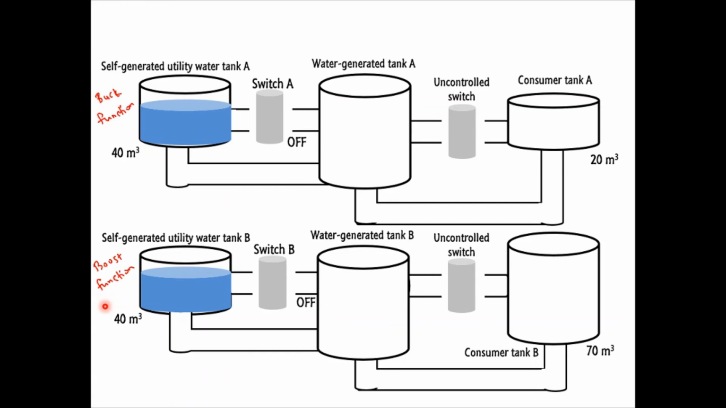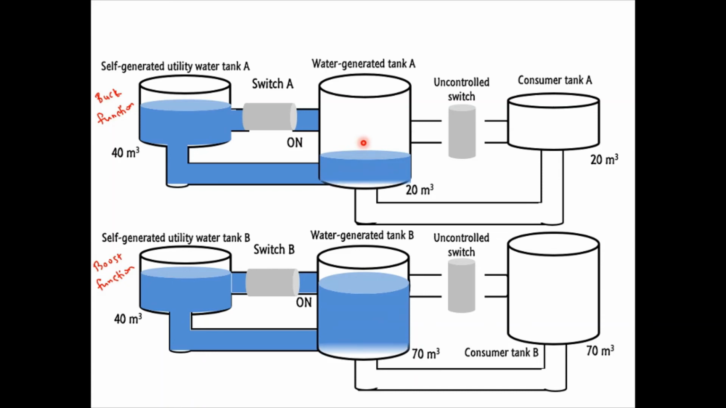When switches A and B are turned on, we can see there is a direct connection between the utility and water-generated tanks only. Hence, this condition is similar to the operation of the boost converters when the transistors are turned on. However, when we look at the water volume generated by the water-generated tanks, we can see these systems are using a different approach.